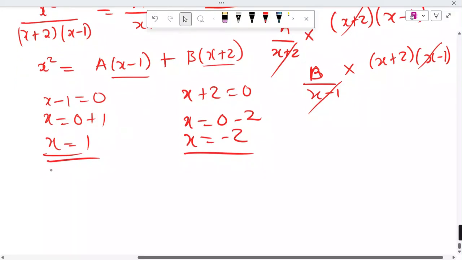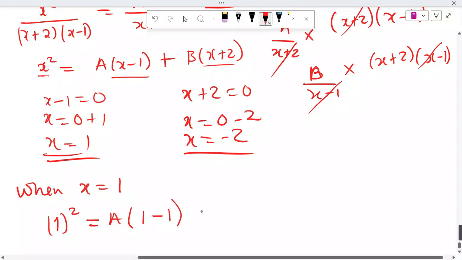So this one is simple. Let's just solve it nicely. When x equals 1, we substitute 1 where there is x in all these equations. So we have 1 squared on the left, equal to A times (1 minus 1) plus B times (1 plus 2).